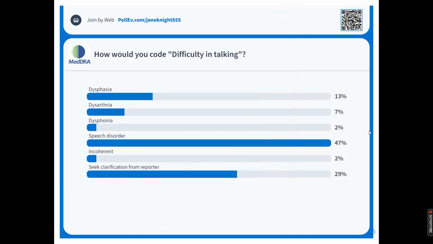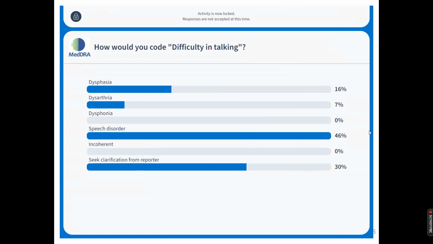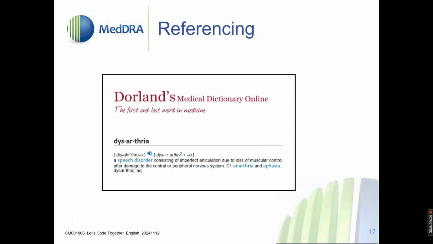So it's still open. Speech disorder is by far the most popular here, but quite a significant number of you are wanting to seek clarification, maybe to find out the reason why there's a difficulty in talking. What type of difficulty is it? Because as you see, dysphasia, dysarthria, and dysphonia can be very different, and I'll explain more about that in the browser. So speech disorder seems to be the most popular choice.